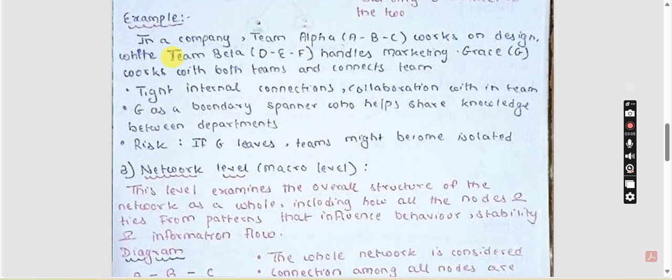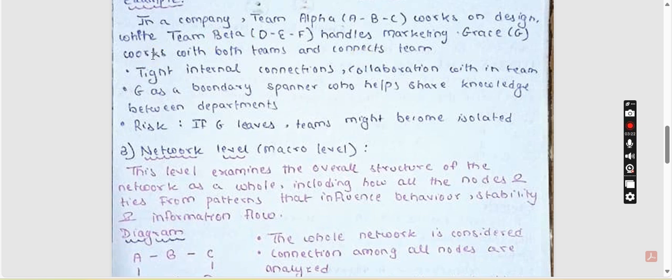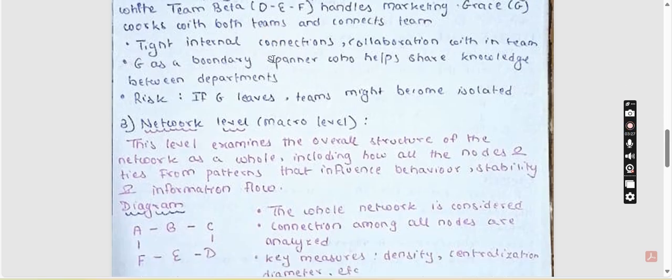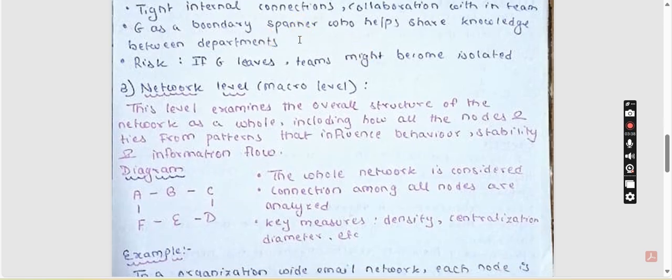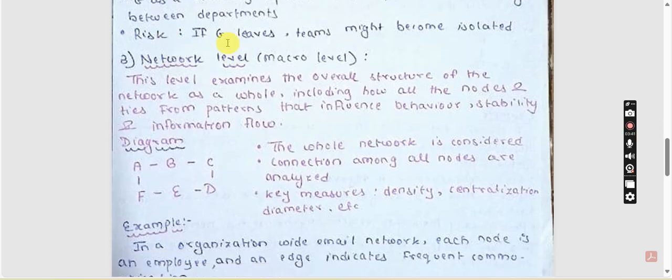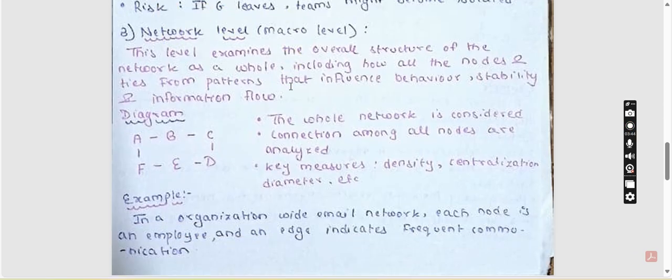For example, from a real-life perspective, in a company, Team Alpha has members A, B and C working on design. Team Beta has members D, E and F, which handles marketing. Grace, for example, is a team leader working with both teams and connects them. So what can be the characteristics of these groups? Tight internal connections and collaboration within the team, whereas G acts as a boundary spanner who helps share knowledge between the two departments. What can be the risk? If G leaves, the two teams may become isolated.